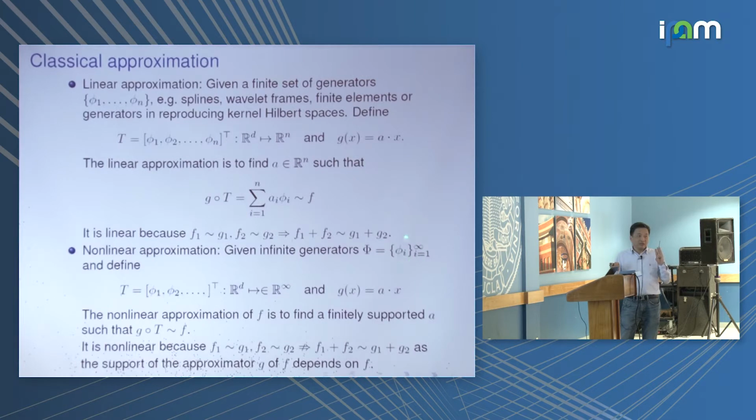Okay, that's the issue. That becomes nonlinear because for different functions, the support of A can be different. So your sum will not lead to the sum of approximations. So that's why it's nonlinear.